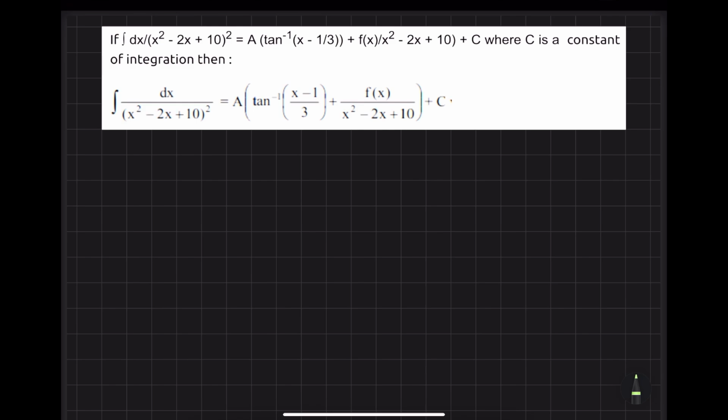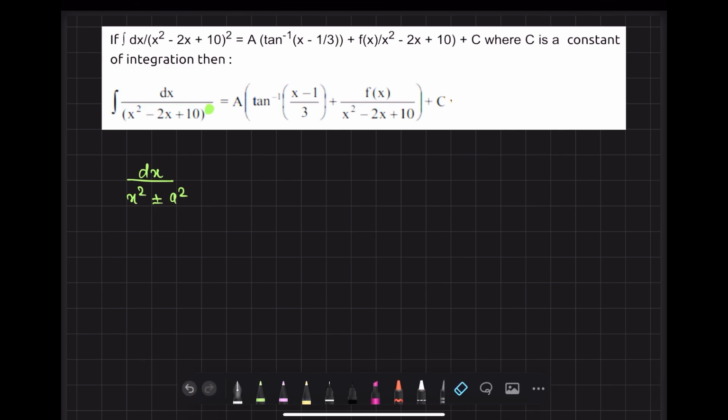If you observe, if we didn't have this square, what would I do? I will convert the denominator quadratic by completing the square. Means I will be writing this question in the form of dx by x² plus or minus a². Okay, so this thing I will handle.